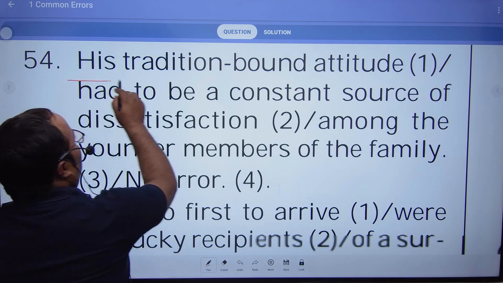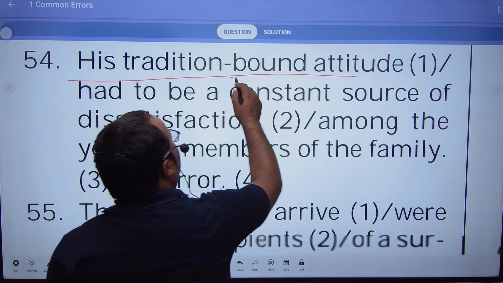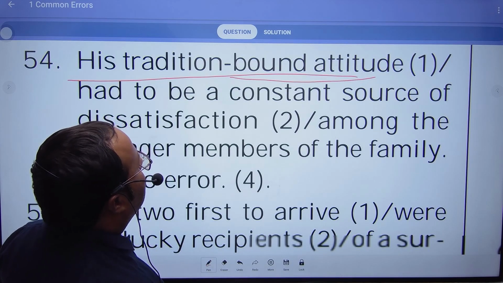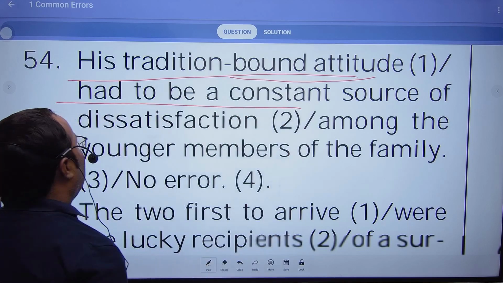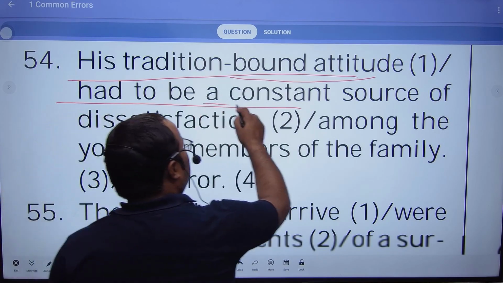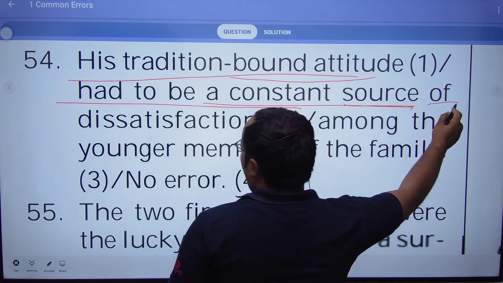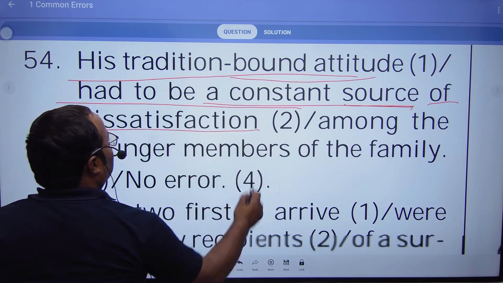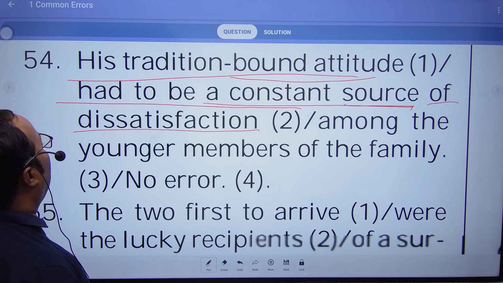His tradition bound attitude, उसका परंपरावादी बाध्यकारी एटीट्यूड. What is the meaning of attitude? एटीट्यूड का अर्थ होता है दृष्टिकोण. Had to be a constant source, रहा है, लंबे समय से रहा है. क्या? A constant source, लगातार रहा है. सोर्स मतलब स्रोत. Of dissatisfaction. डिससेटिस्फैक्शन मतलब what? What is the meaning of dissatisfaction?